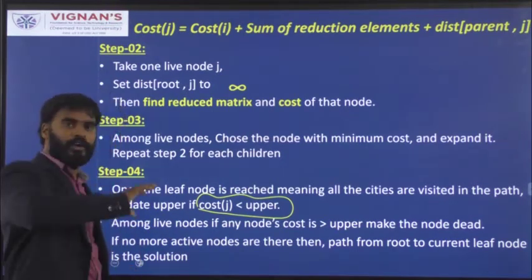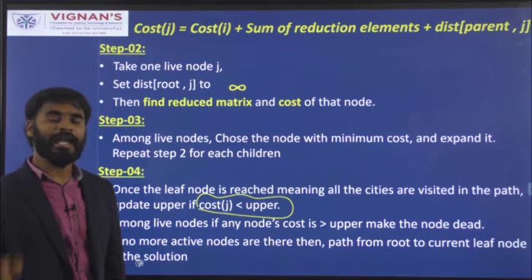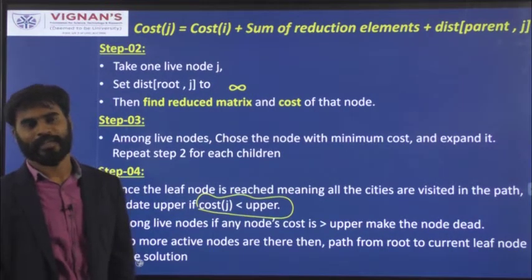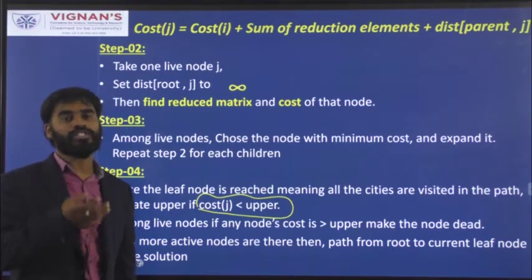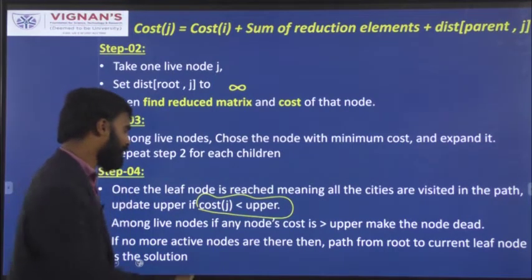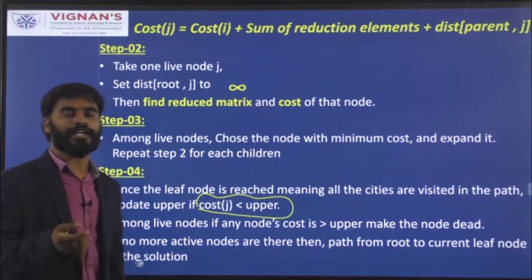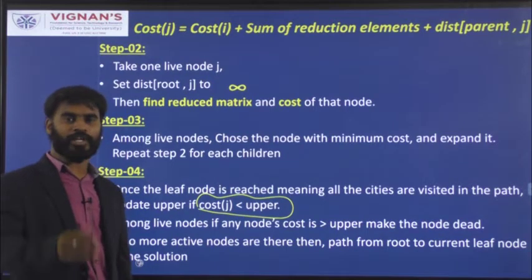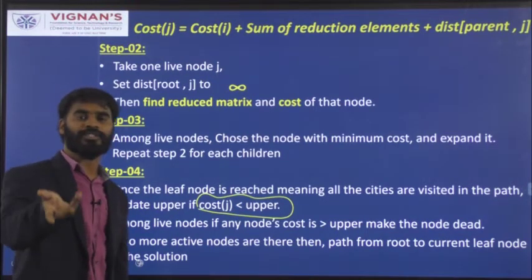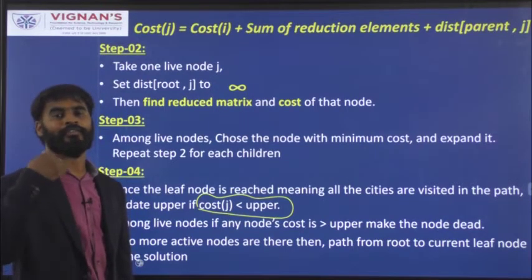After reaching the leaf node, in the same way as the knapsack problem, check if there is any node whose cost is greater than the leaf node. If any node has a cost greater than the leaf node, prune those branches, prune those nodes, and don't consider them for further exploration.